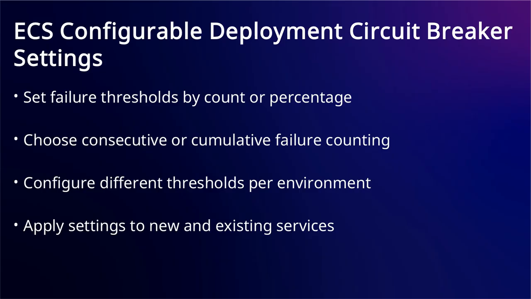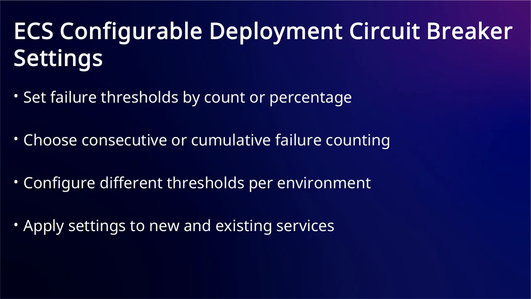You can now set deployment circuit breaker thresholds using either a fixed task failure count or a percentage of your service's desired task count. You can choose how failures are counted using a consecutive model, where the counter resets when a healthy task starts, or a cumulative model, where failures accumulate throughout deployment.